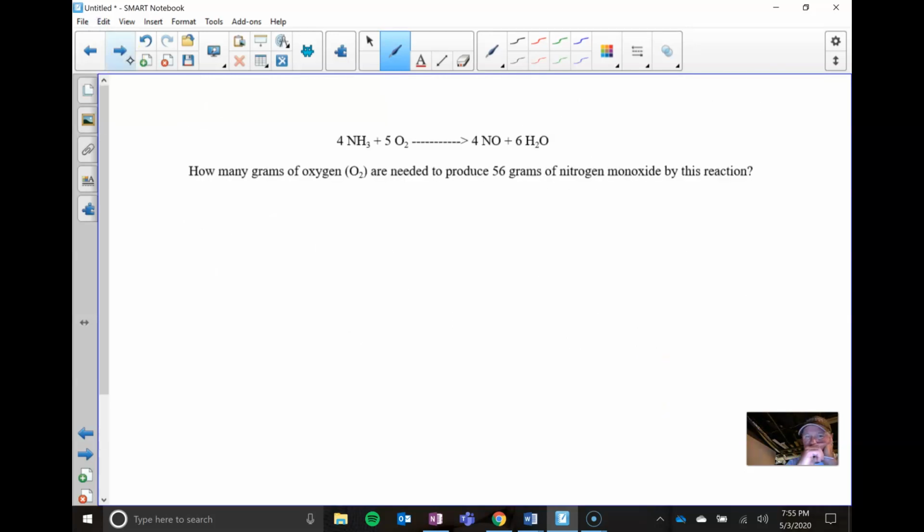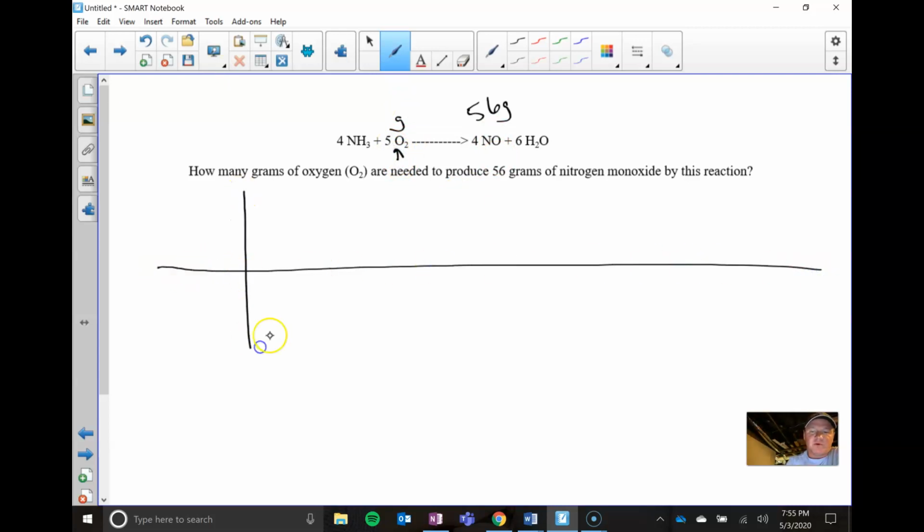So now here's one where we're going to go from grams of one to grams of the other. So this is going to be a long crossbar. So again, I've given you the balanced equation. Let's read the setup. It says how many grams of oxygen are needed, so we're trying to find grams of oxygen here, to produce 56 grams of nitrogen monoxide. So if we want to produce 56 grams of this substance, how many grams of oxygen do we need to start with?